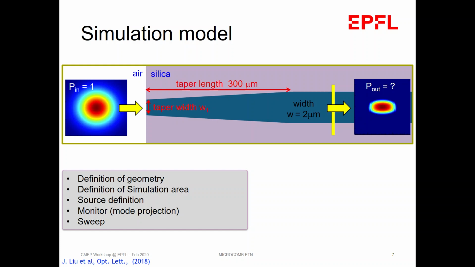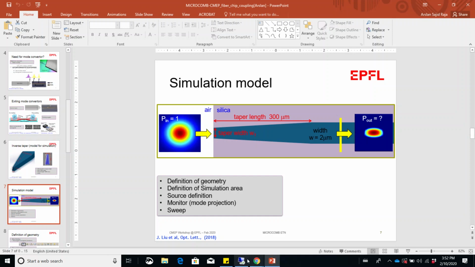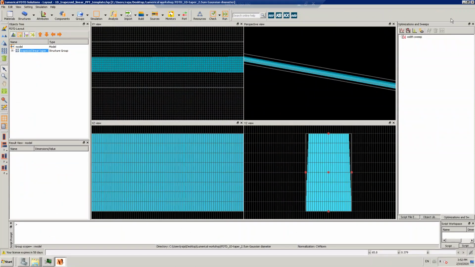Okay, so this is our simulation region. That's the simulation model that we're going to consider today to design an inverse taper that can couple light efficiently from a 3 micron or 2 micron source to this bus waveguide. So now I will move to the Lumerical software to show you how we can build this whole model that I showed in my presentation from scratch.